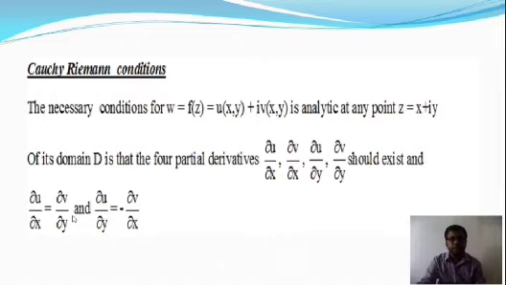And the sufficient condition is, if the four partial derivatives exist and satisfy the Cauchy-Riemann equation, then from this we will say the function f of z is equal to u of x comma y plus i into v of x comma y is analytic. This is the sufficient condition of the Cauchy-Riemann equation.